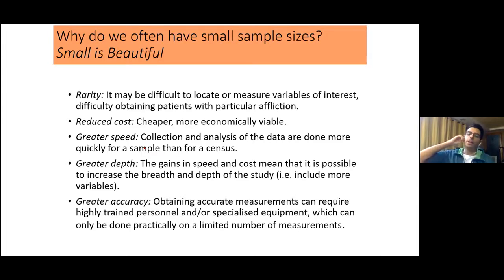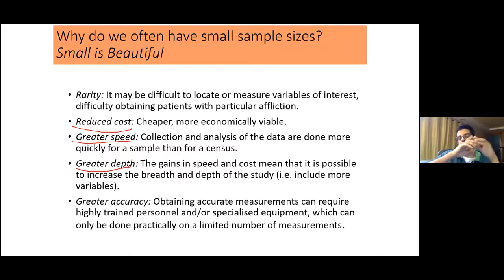But the point is, when a disease is very rare, it's hard to get a large sample of that disease. Same thing with the cost. It's better to have a smaller sample because there is less cost. It's a lot cheaper to work with a smaller sample. You can work much faster with a smaller sample. This one makes sense. You don't have to analyze a million people. Just 30, 40 people is good. You can go into greater depth.